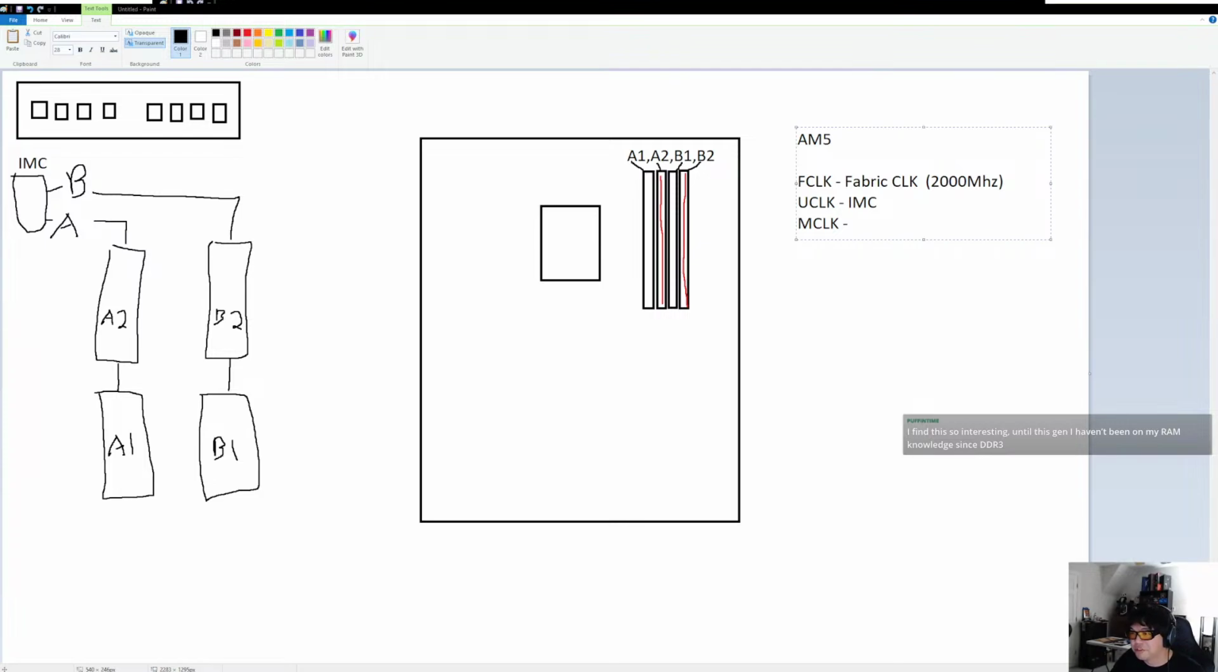You find this so interesting until this gen? You haven't been on RAM knowledge since DDR3. Yeah, so the thing is, with DDR3 to DDR4, nothing really changed except the voltages changed, and also the speeds changed, and the latency. DDR5 is more different than DDR4. If you're familiar with DDR3, DDR4 and DDR3 are a lot more similar than DDR5.